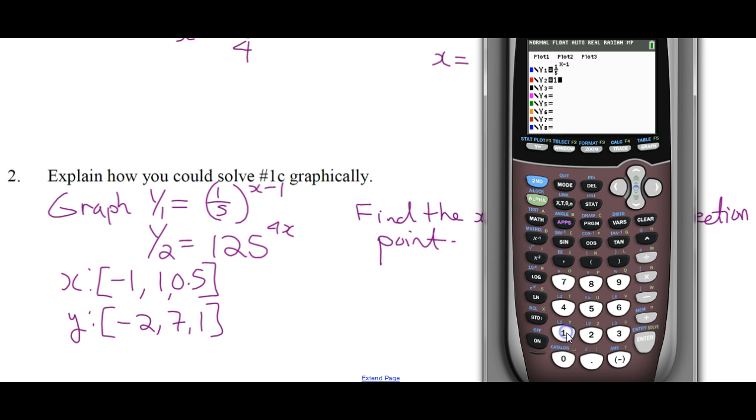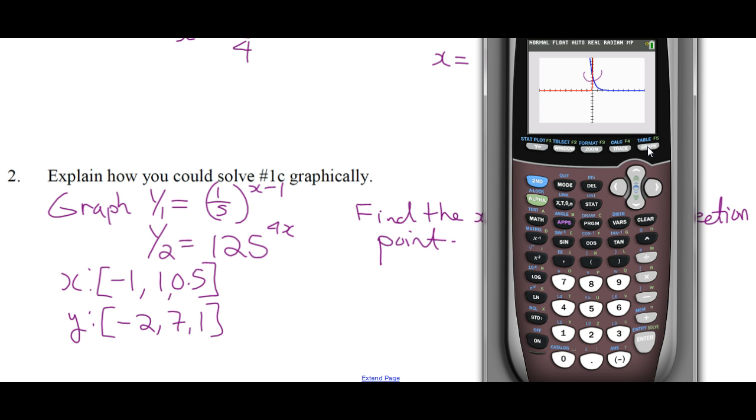And we've got 125 to the power of 4x. Okay, so just hit graph. Here's the standard window, right? Now we should know what 1/5 to the power of x looks like, right? It's decay. And we should know 125 to the 4x. It's going to be getting pretty big pretty fast.